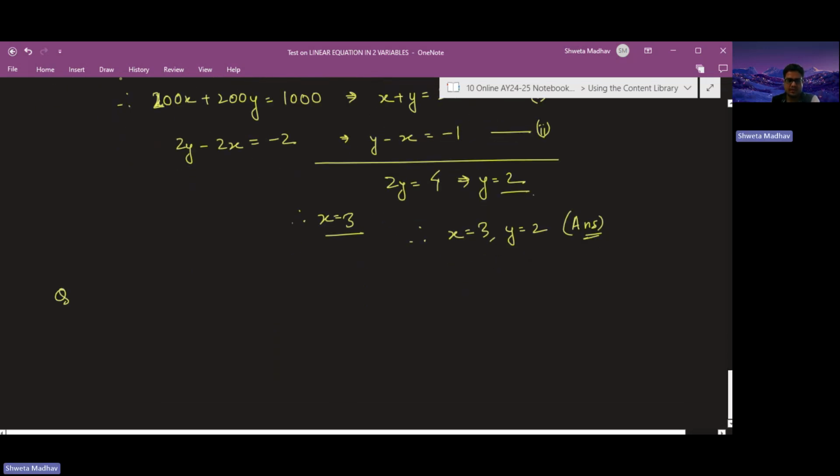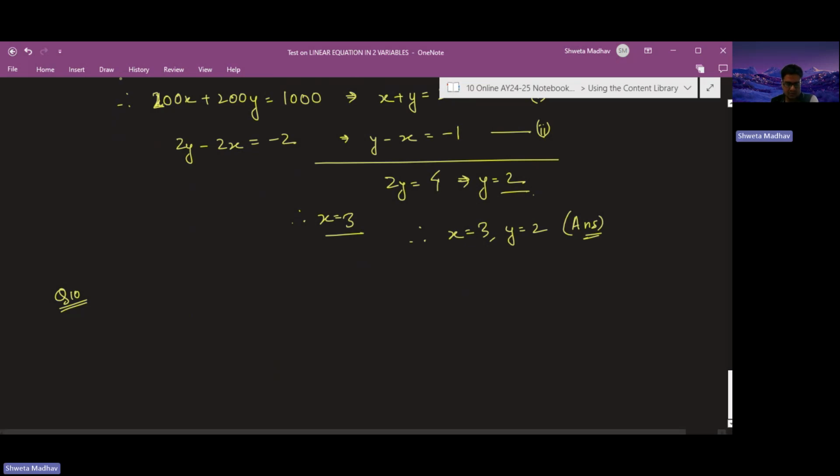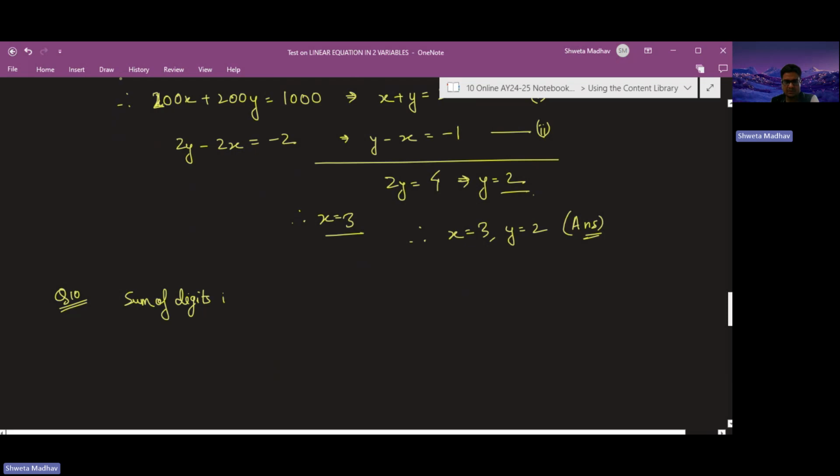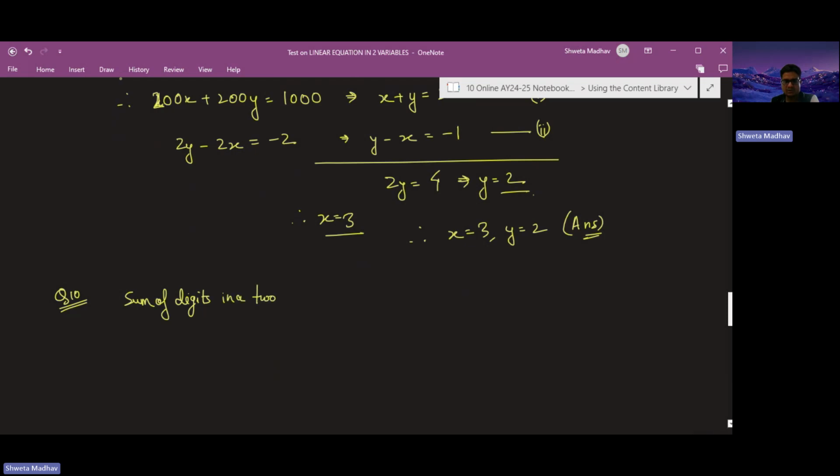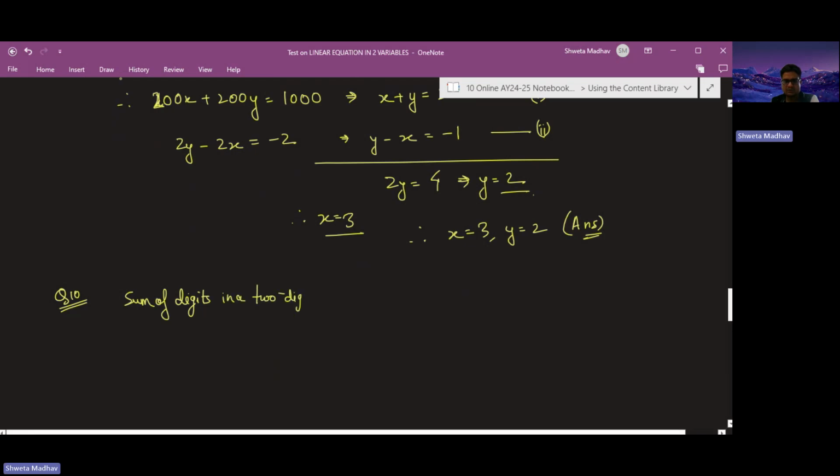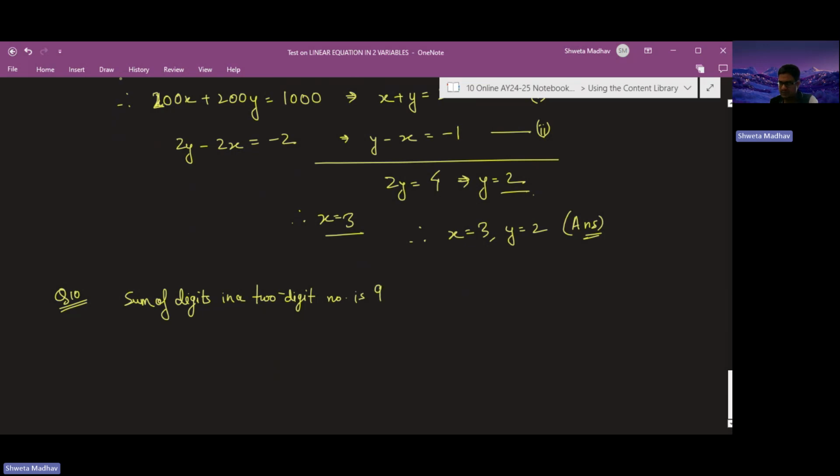Then in question number 10, it has been told the sum of the digits in a two-digit number is 9. Now, if 27 is added to it, the number gets reversed.